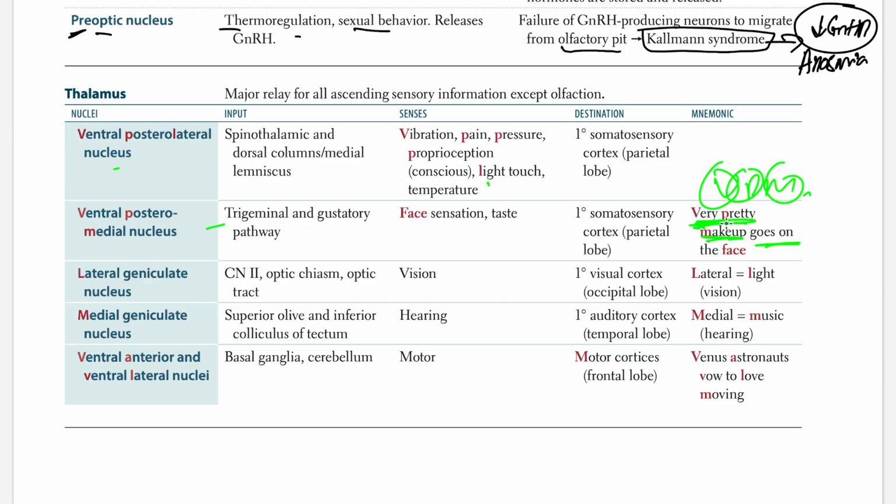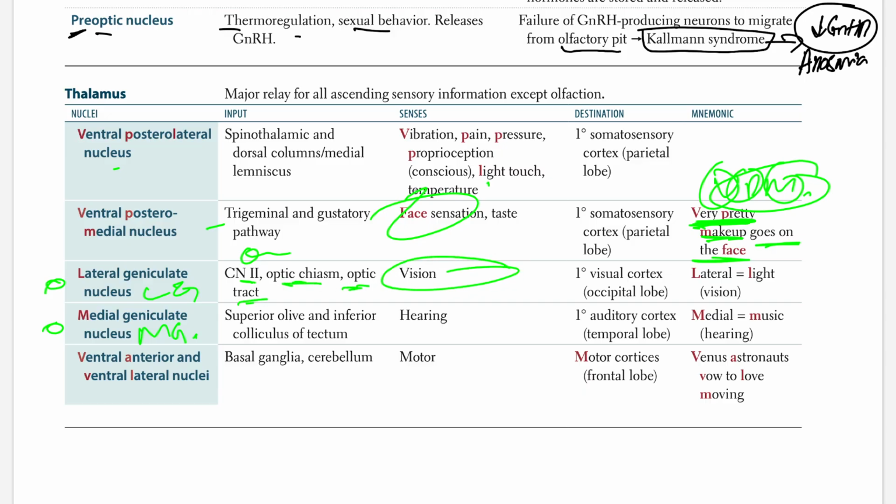So VPM, again, very pretty makeup goes on face. The next is the lateral geniculate nucleus, and the medial geniculate nucleus. The lateral one is just doing CN2: optic nerve, optic chiasm, optic tract. All the way, the optic nerve we are looking at, right?